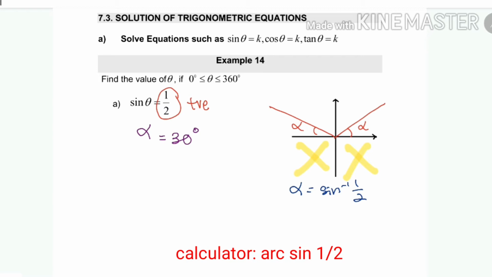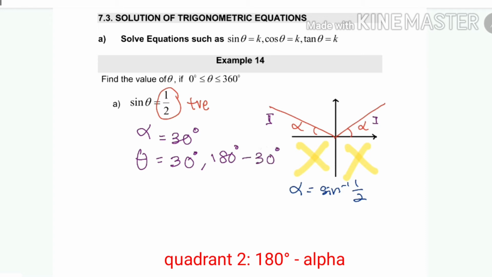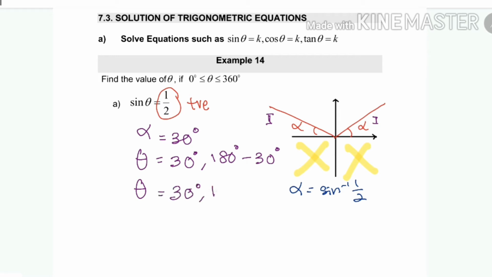We want the value of theta, where theta is located on the first quadrant. For the first quadrant, theta is alpha now, that means theta equals 30 degree. Next is second quadrant. Theta is 180 degree minus 30 degree. And finally, theta equals 30 degree and 150 degree.